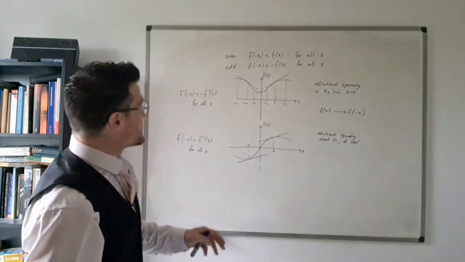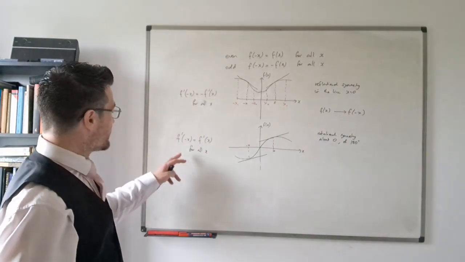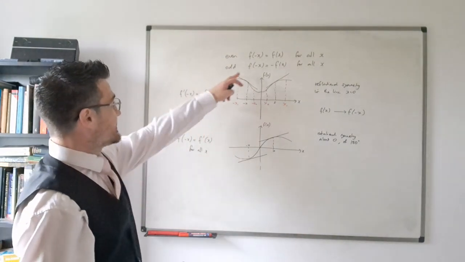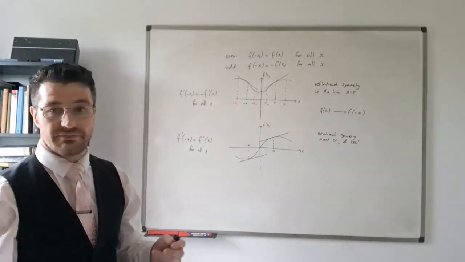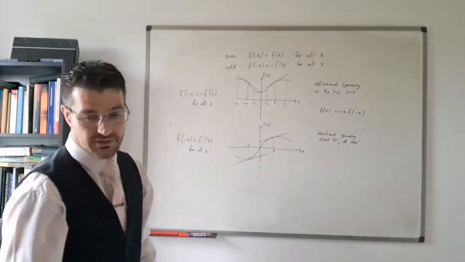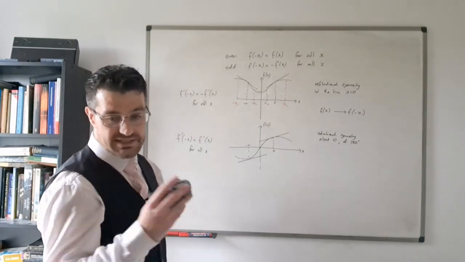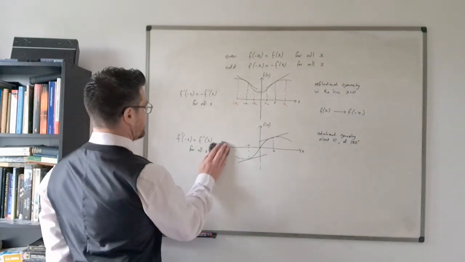Okay, so that's that part done. So we've got that this fits with the definition of an even function. So the derivative of an odd function is an even function. Job done. Okay, so let's have a look at the next part then.